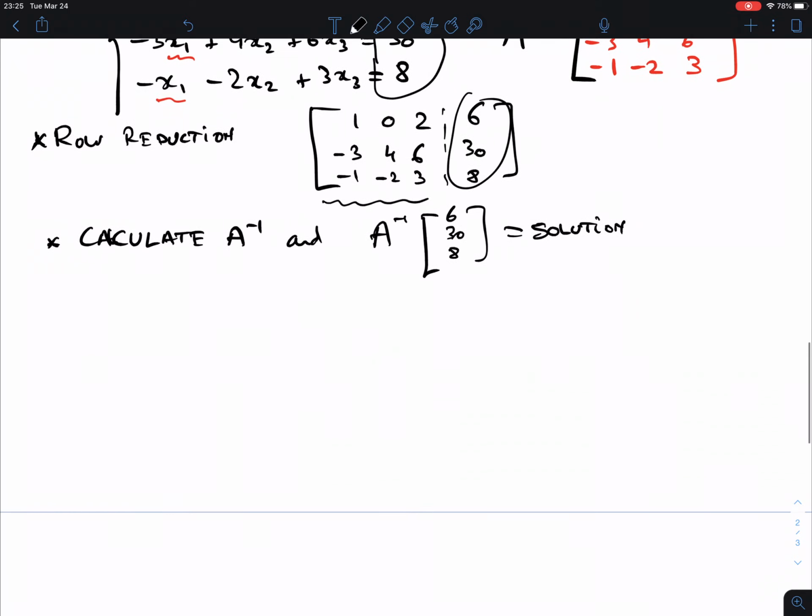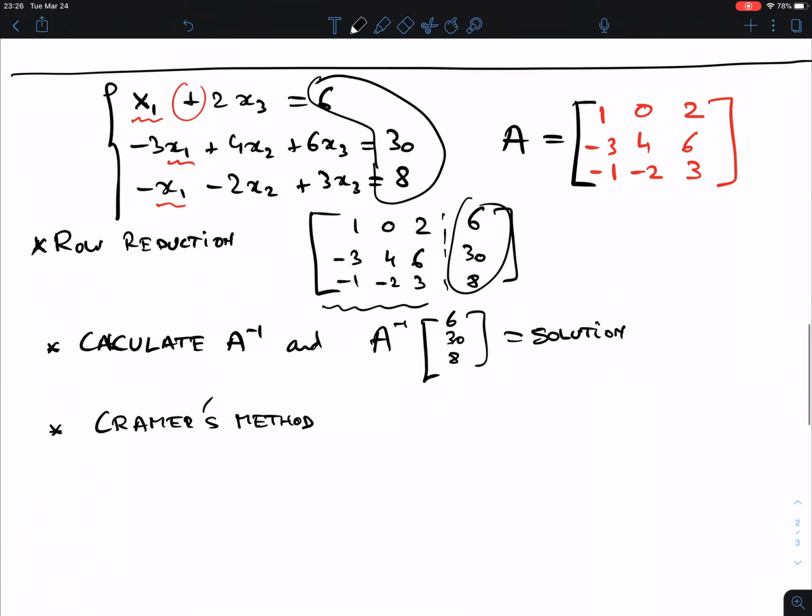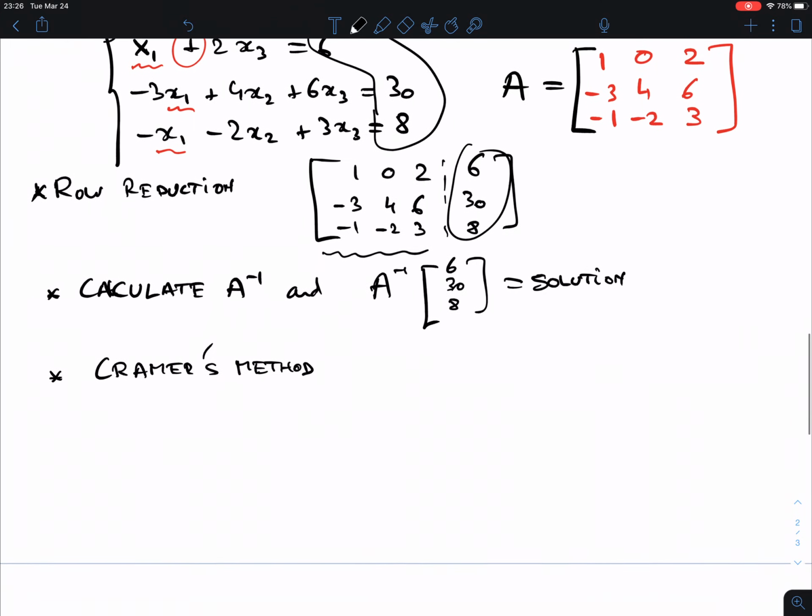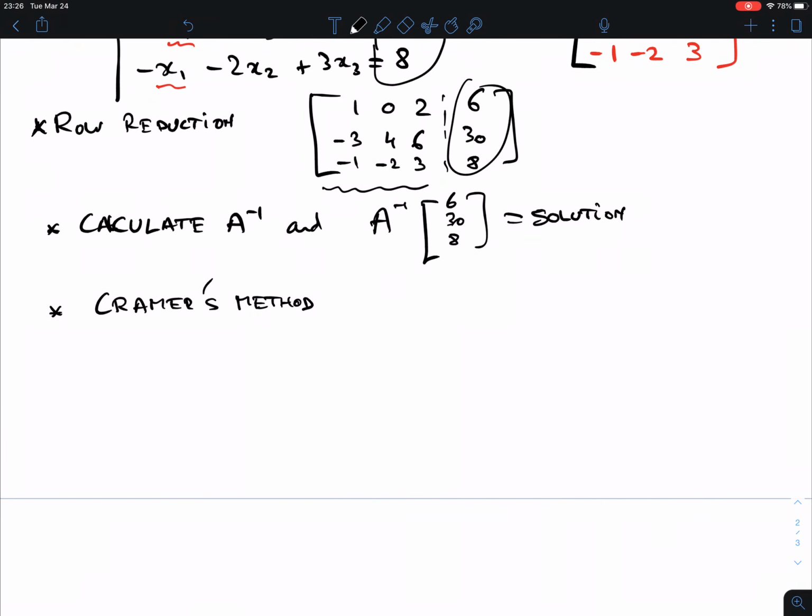And now I'm going to do a third method, and this is what we call Cramer's method. It's again not going to be very practical, because it involves calculating quite a lot of determinants, but that is really all we're going to do. And what do we do now? Well, first of all, let's calculate the determinant of A. For Cramer's method, we need two things. We need the determinant of A.